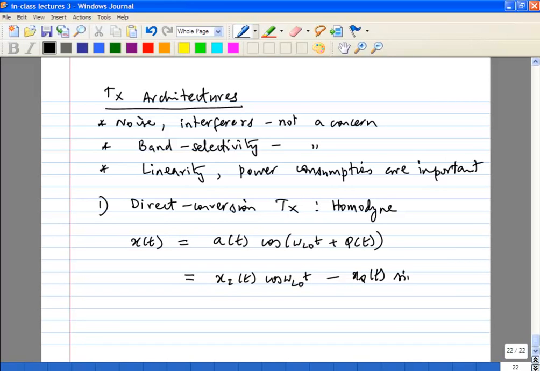And you can also represent it in Cartesian form, okay, as xi of t cos omega lo t minus xq of t sin omega lo t, and obviously A of t cos phi of t is xi of t and A of t sin phi of t is xq of t, okay.